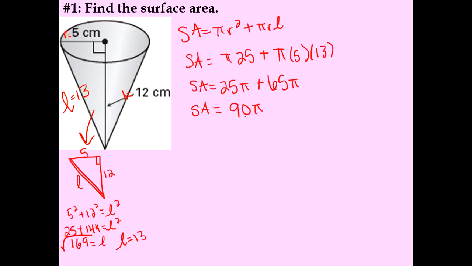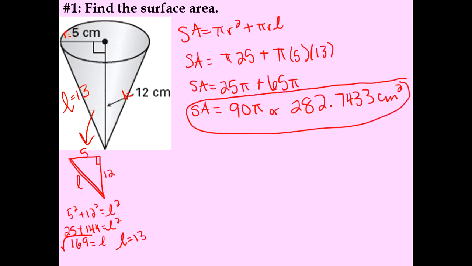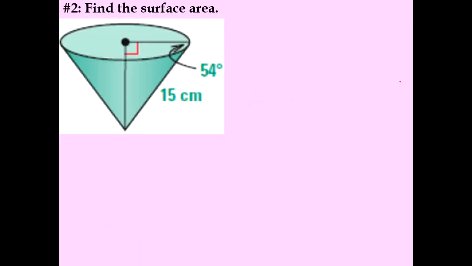Or if you don't like keeping your answers in pi and you like decimals, it would be 282.7433, and it's all going to be centimeters squared. So either 90 pi or the decimal 282.7433 centimeters squared. Okay, example number 2.